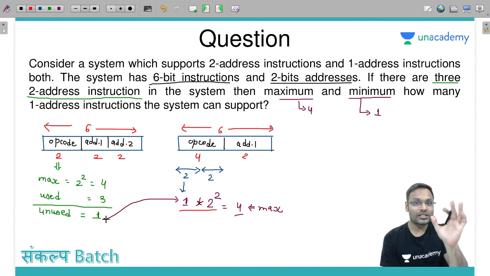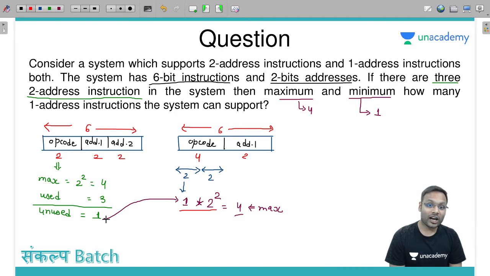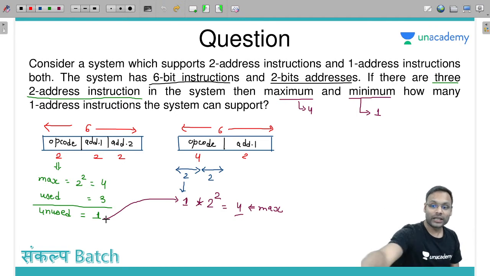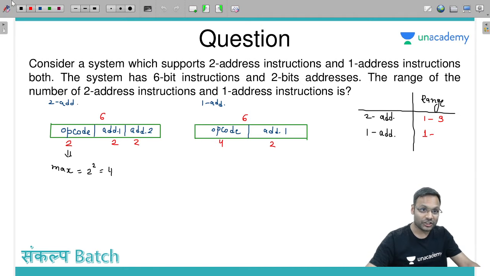अगर unused ज्यादा रहेंगे तो अगले लेवल के नंबर ऑफ इंस्ट्रक्शन बढ़ जाएंगे. अगर unused ज्यादा चाहिए तो क्या करना पड़ेगा? In 2 address instruction use minimum. So in 2 address instruction, we used opcode is equal to only 1. How many maximum unused combination we can have from this particular level is 3.